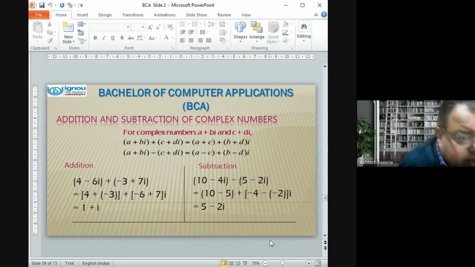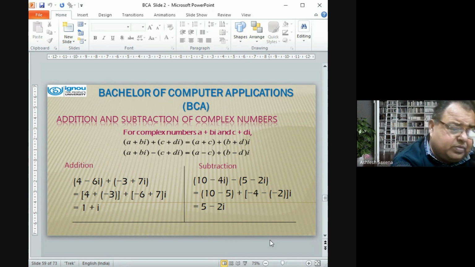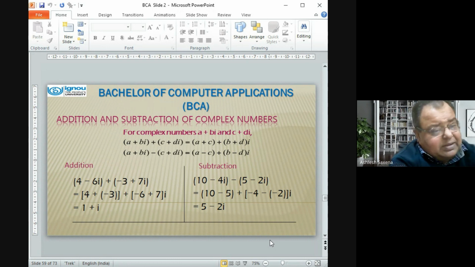If we talk about addition, we have a complex number 4 minus 6 iota, and the second number is minus 3 plus 7 iota. We have been asked to add them. Straight away, we add the real part to the real part: 4 plus minus 3 is 4 minus 3, which is 1. Then the imaginary part: minus 6 plus 7, which is 1. So it will be 1 plus iota.